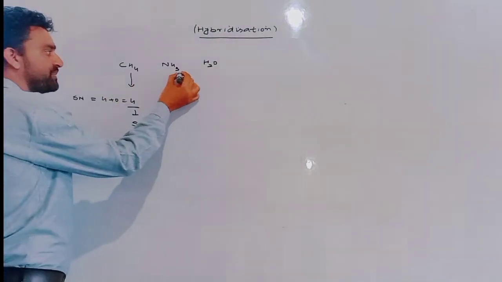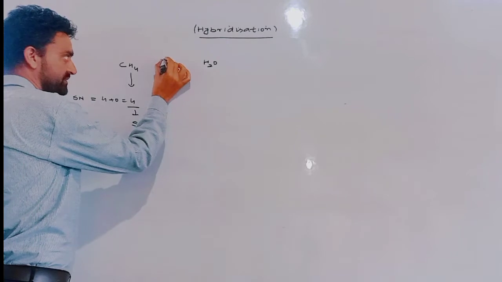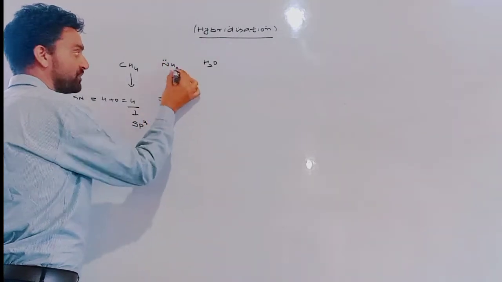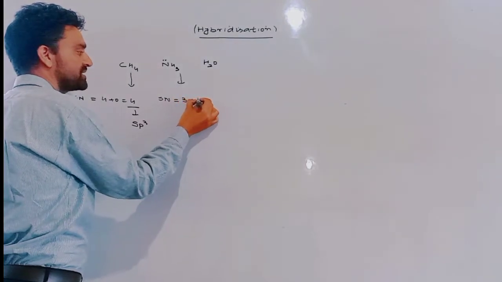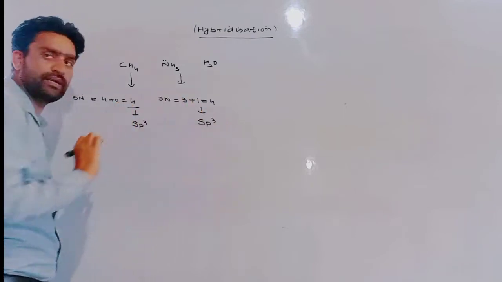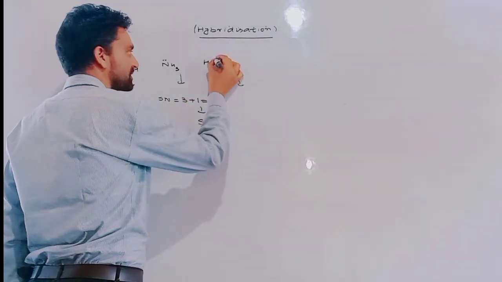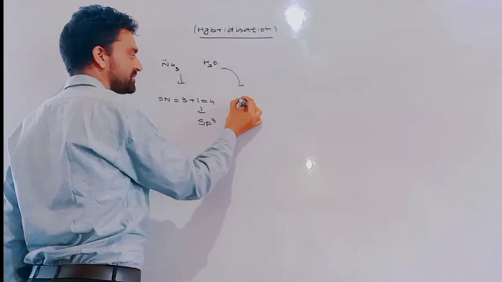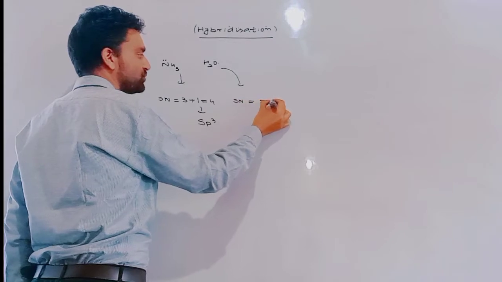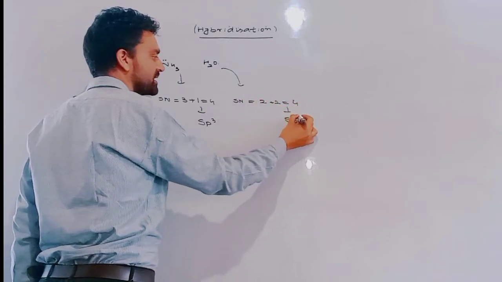What is the hybridization of ammonia? Nitrogen has 1 lone pair. So steric number is equal to sigma bonds, which are 3, plus lone pair, which is 1. 3 plus 1 is 4, so the hybridization is also sp3. What in case of water? Oxygen has 2 lone pairs. What is the steric number? Sigma bonds 2, lone pairs 2, 2 plus 2 is 4. That means hybridization is again sp3.